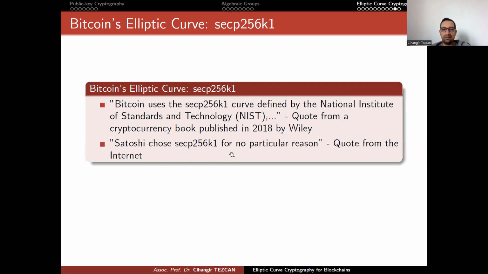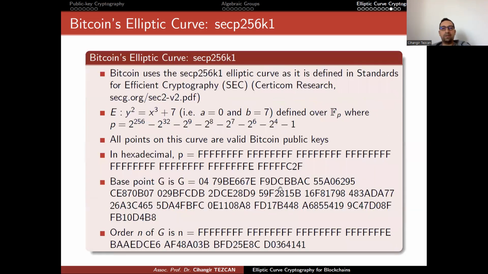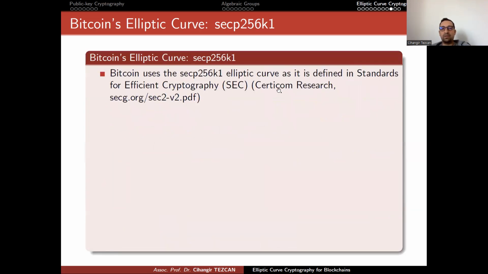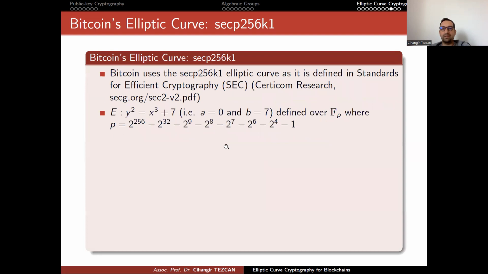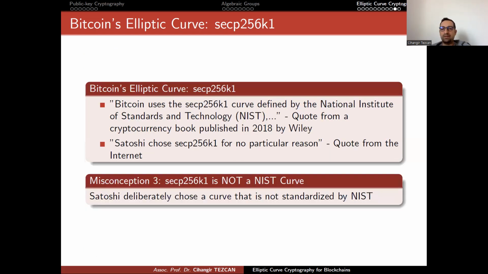If you look at the internet, people will ask why Bitcoin uses this elliptic curve, and people will answer that Satoshi chose this elliptic curve for no particular reason. Actually, these are all wrong because Satoshi chose this because it is not a NIST curve. As I mentioned here, it is from Certicom. You can go to this PDF and see this elliptic curve, and you will realize that even in that document, it says that it is not standardized by NIST.